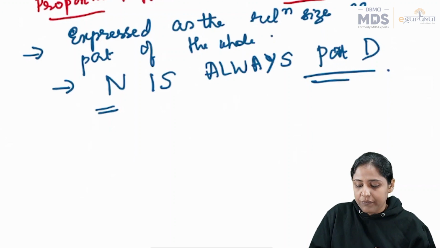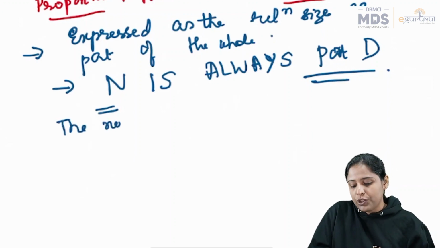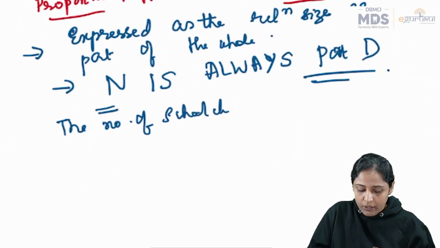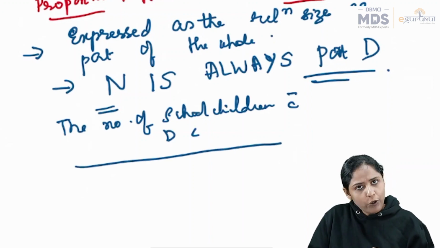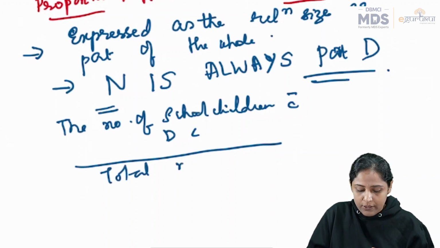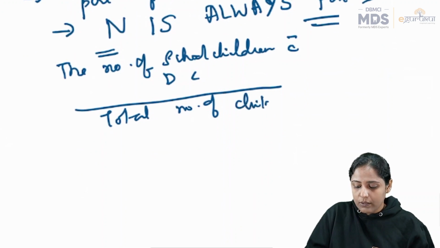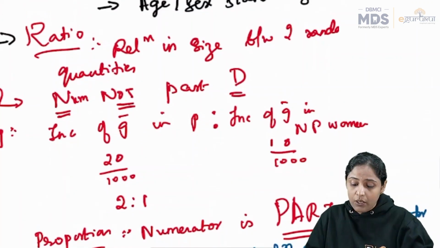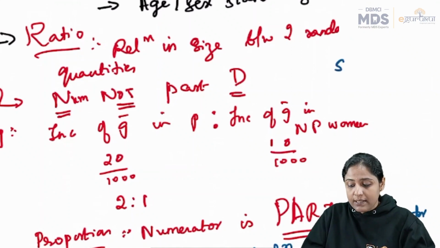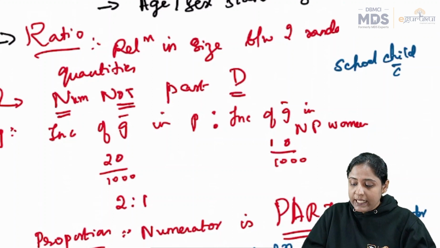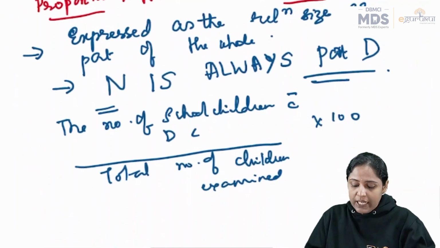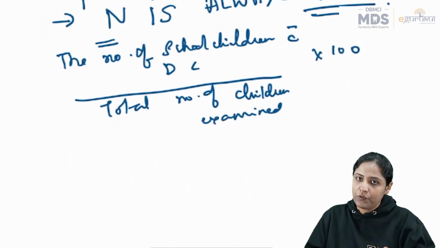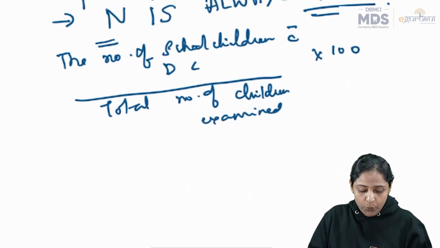So, for example, suppose the number of school children with dental caries in a specific time period by the total number of school children examined into 100. So this is an example for a proportion. Whereas in ratio we saw, for example, school children with dental caries, whereas school children with dental fluorosis. So numerator is not part of denominator, that is ratio. Whereas when you see school children with dental caries by total number of school children examined into 100, then it is a proportion.